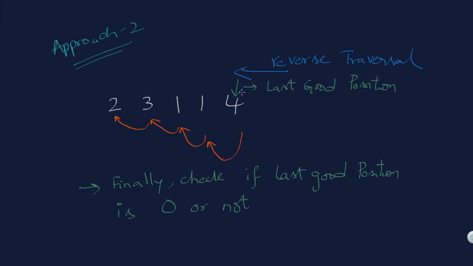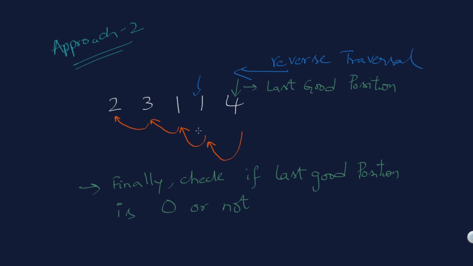So we will be maintaining a position called last good position. We will be traversing from last to first. First we will be maintaining the last array position as last good position. We will be traversing back to last minus 1 position. So here we will check if it can reach this last good position or not. Since 1 can be reaching this 4, we will be making this as last good position.